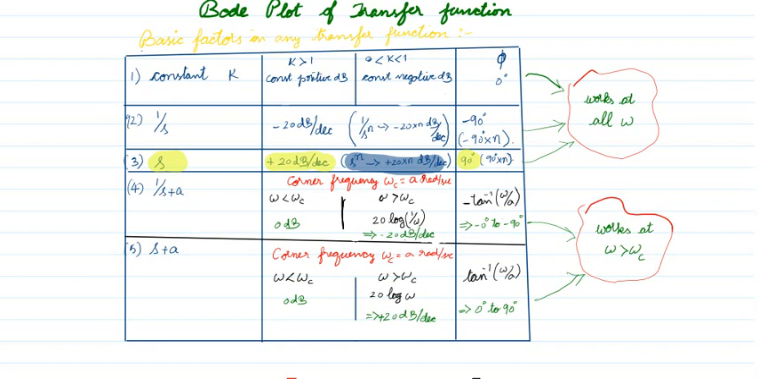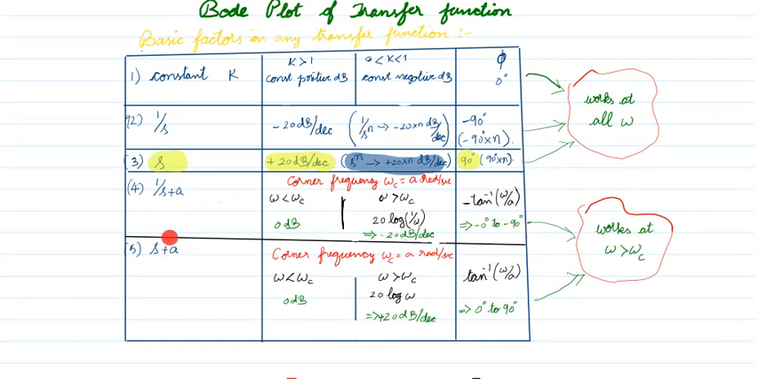Then for the factor 1 by s plus a, it will have a corner frequency. The corner frequency is a. Here we have two conditions: omega less than omega c and omega greater than omega c, that is, omega less than or greater than the corner frequency. For less than the corner frequency, it is 0 dB. For greater than the corner frequency, I can approximate and write it as 20 log 1 by omega. And the phase angle is minus tan inverse of omega by a. We know tan inverse ranges from 0 degree to 90 degree. Since we have the minus sign, it's minus 0 degree to minus 90 degree.